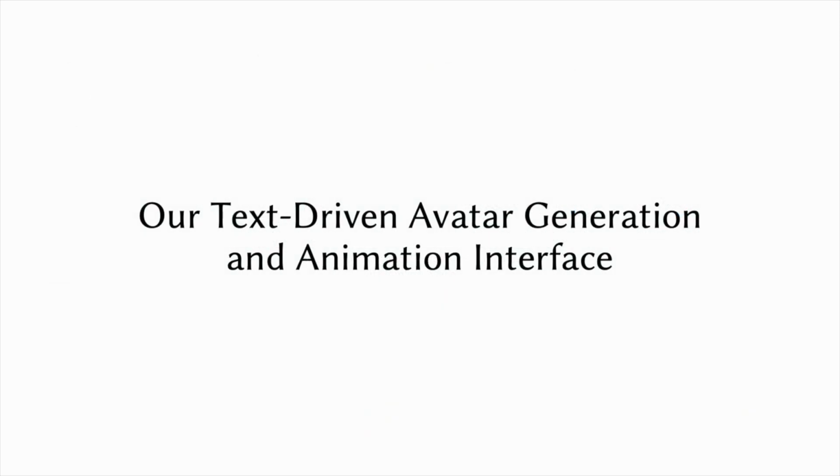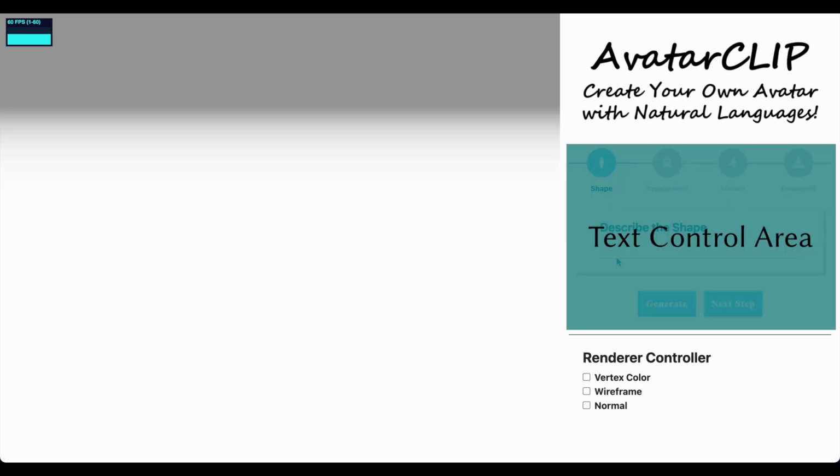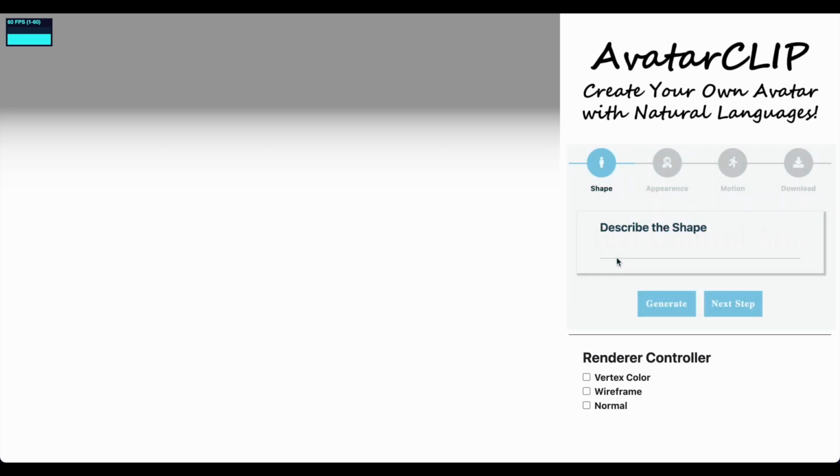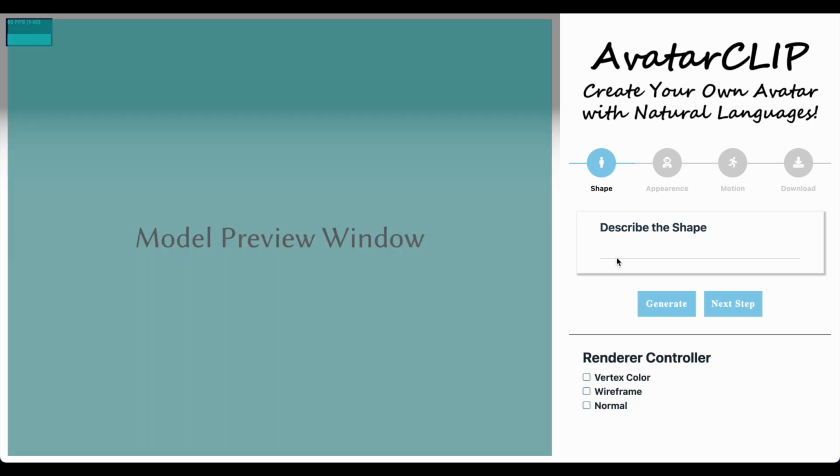Next, we will show you our text-driven avatar generation and animation interface. The whole interface is divided into three parts. This is the text control part where users input the driving texts. This is the renderer control part for controlling the rendering effects. This is the preview window where the generated models are shown.